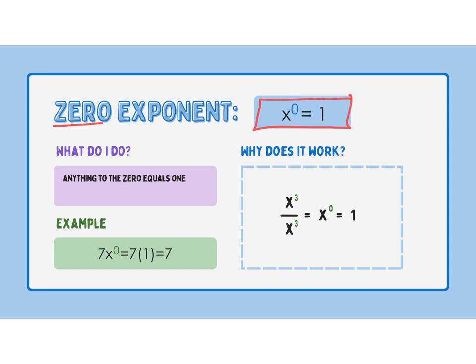We learned a more complicated version of why this works, but a simple version is anything divided by itself ends up being 1. So x to the 3rd over x to the 3rd, when you do your quotient rule, 3 minus 3 gives you 0, so x to the 0. But we know anything divided by itself is 1. So x to the 0 and 1 would be equivalent.